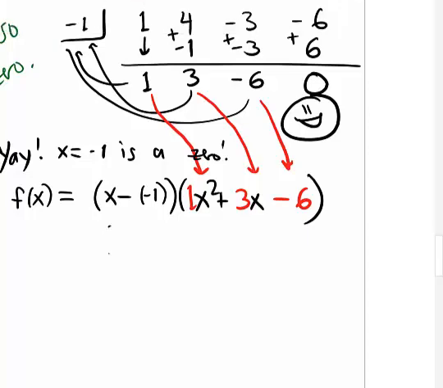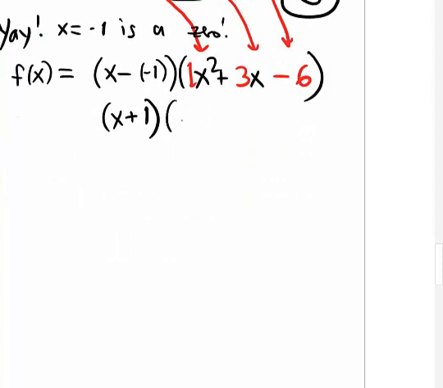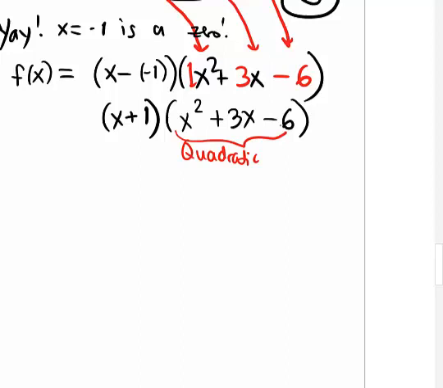And now I'm supposed to solve this. Let me see, I'm going to clean this up a little bit. It looks like I'm going to write that as x plus 1, just so I don't confuse myself. I'm going to drop this 1 in front of the x squared, just to make it simpler looking. Alright, and now the part that remains here is quadratic. This is quadratic. That means that I shouldn't have to use synthetic division again.